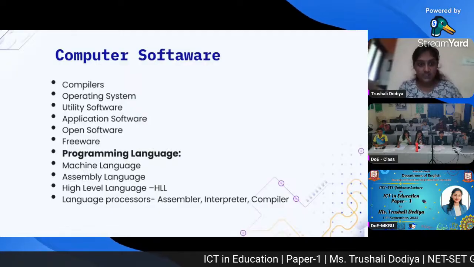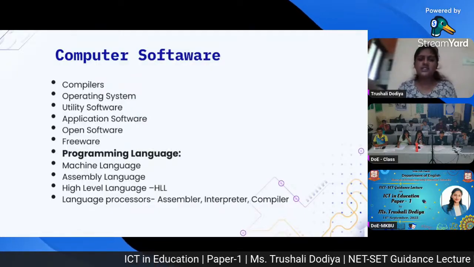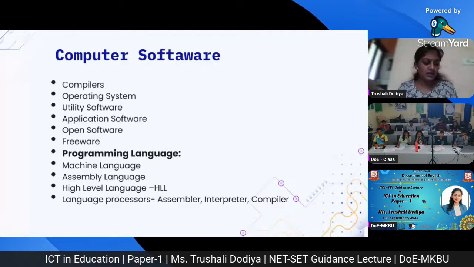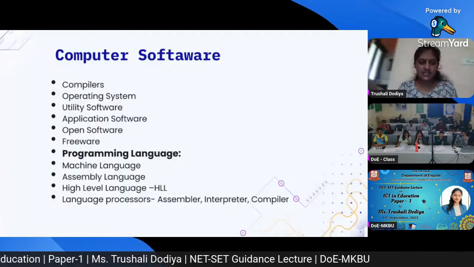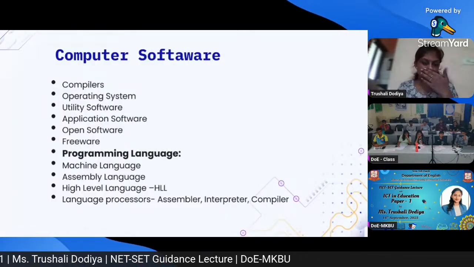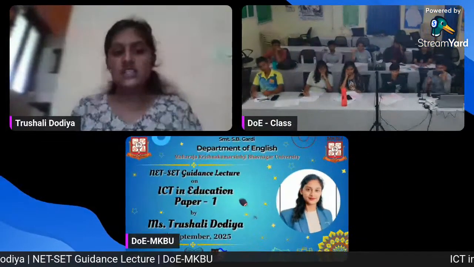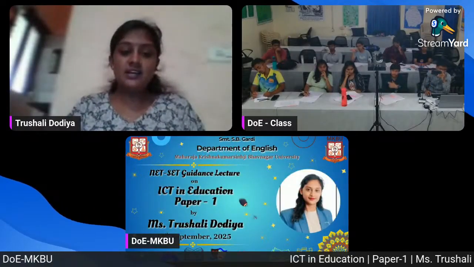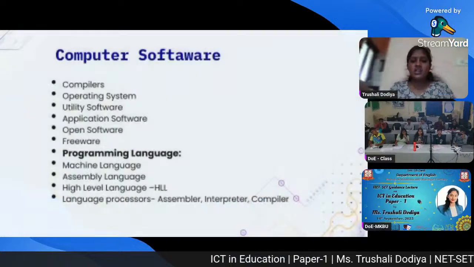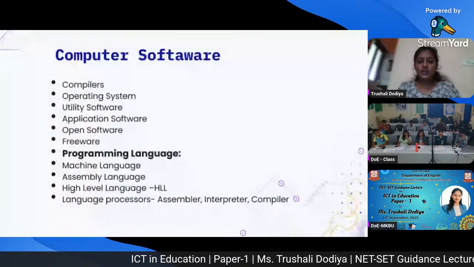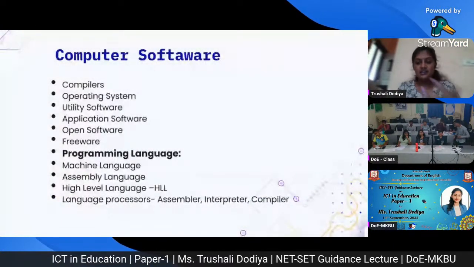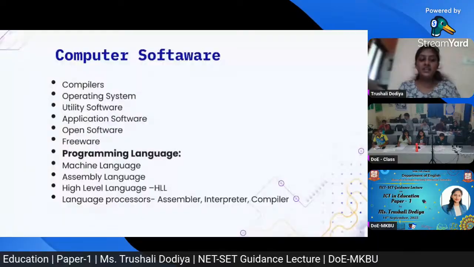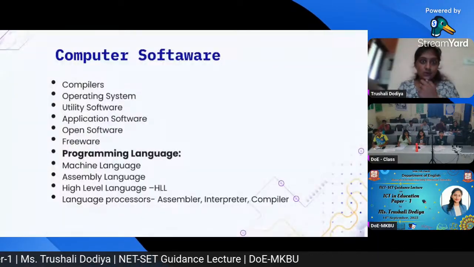Programming language includes machine language, which is not understood by humans directly. There is assembly language, which is simpler than machine language. Then there is high level language. And then there is a language processor, which identifies the coding of the language, and then it appears on the screen as a whole.